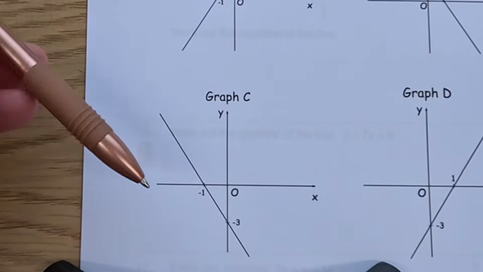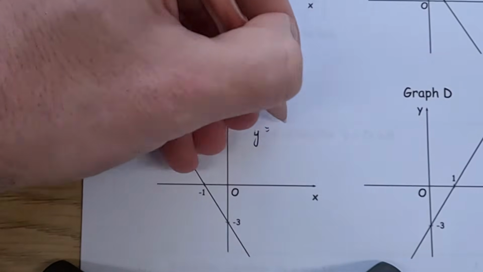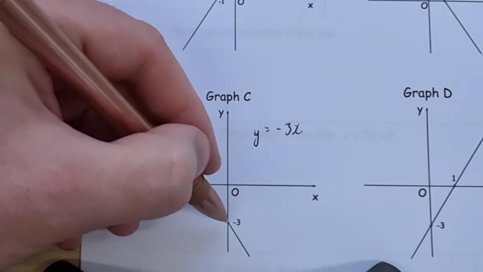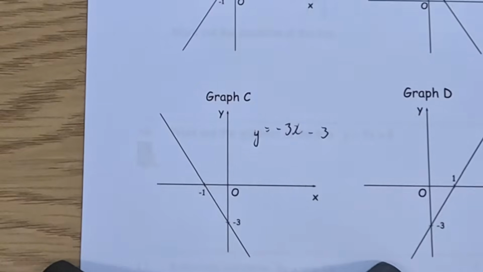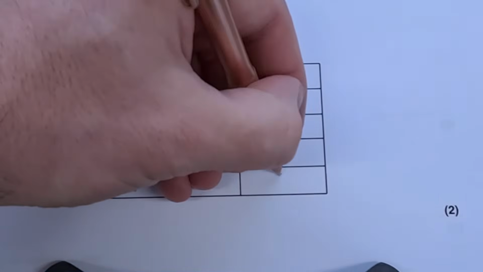Okay, now let's have a look at graph C. It's got a negative gradient, so it's going to be y equals minus 3x, because it's going down that way. And it crosses the y-axis at negative 3, so it'll then be minus 3. So let's have a look here. y equals minus 3x minus 3, that'll be the bottom one there.